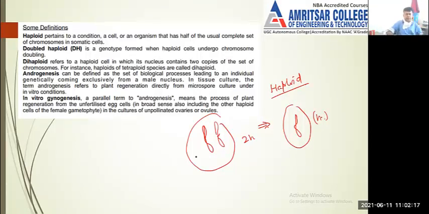What is the double haploid? Double haploid is when N is multiplied by any technique to gain 2N again. This is called the double haploid.